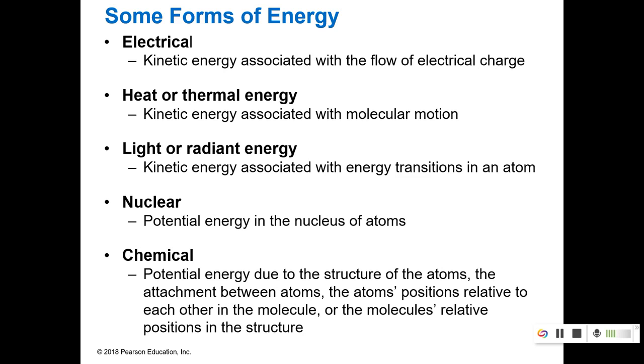Some other forms of energy, I'm not going to test these, but you just need to know them. Electrical is the flow of electrical charge, so that's a type of kinetic. Thermal, we've already talked about. Light or radiant energy, that's the energy transitions in an atom, so that's also kinetic energy. It's about those electrons moving around normally. Okay, nuclear energy, that's a potential energy. That's the energy stored in the nucleus. And then chemical energy, which we will be talking about some this chapter, that's the potential energy that's in between the bonds normally, or just stored in the atom.